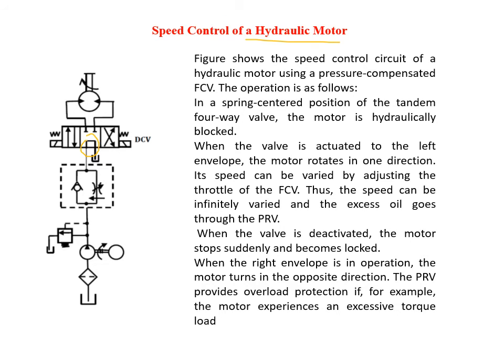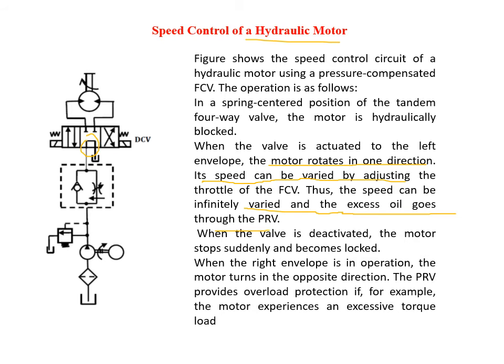When the valve is actuated to the left envelope, the motor rotates in one direction. Its speed can be varied by adjusting the throttle of the FCV. Thus, the speed can be infinitely varied, and the excess oil goes back to the tank through the PRV. When the valve is deactivated, the motor stops suddenly and becomes locked. When the right envelope is under operation, the motor turns in the opposite direction. The PRV provides the overload protection, and because of which the motor will change its direction.